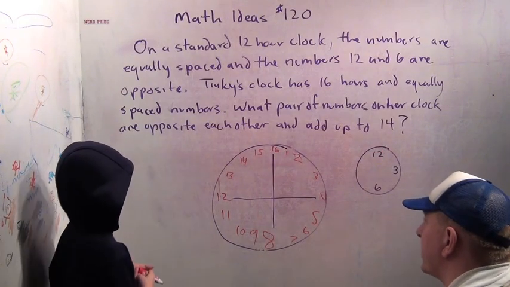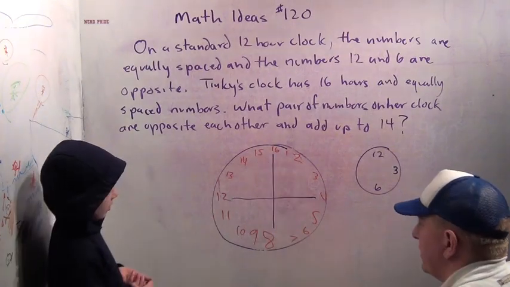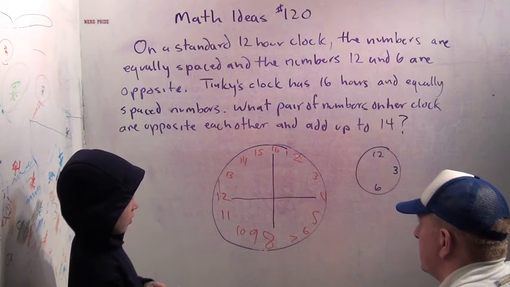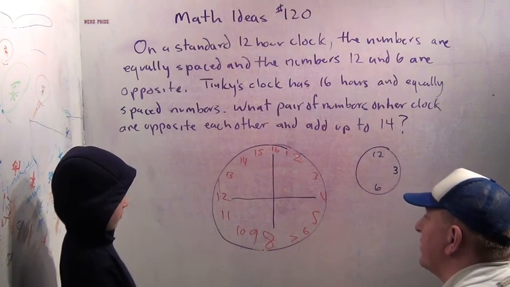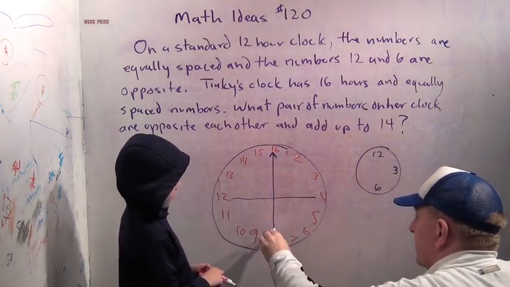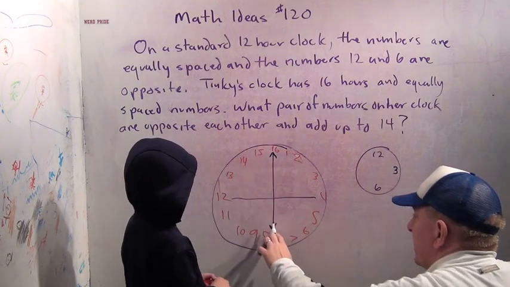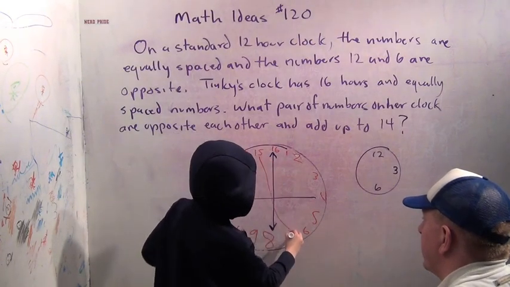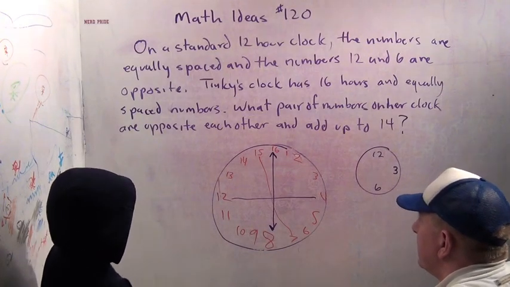Okay? So let's check. What number, for example, is opposite the 15? Remember, think of it as we have this line here, and it is going to be rotating. When this line rotates this way and hits the 15, what's the arrow going to hit? 7. Okay, does 7 plus 15 add up to 14? No, not at all. 15 is already bigger.